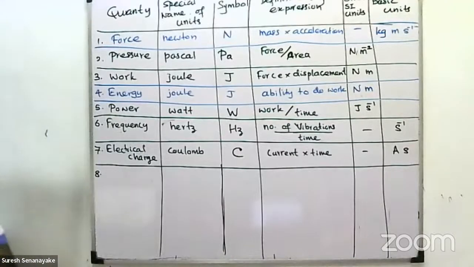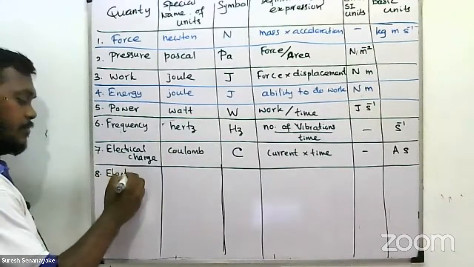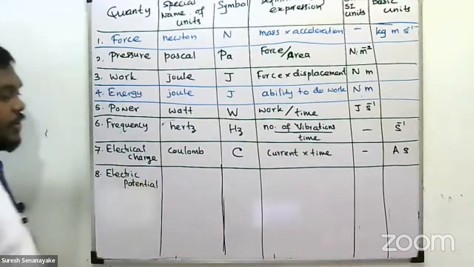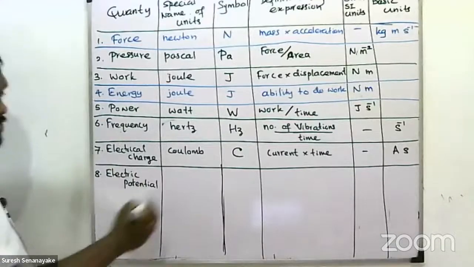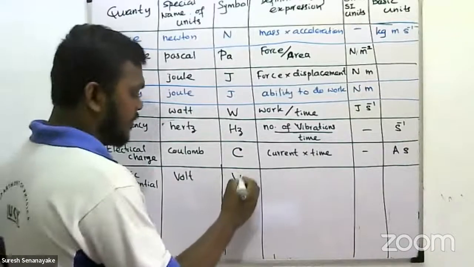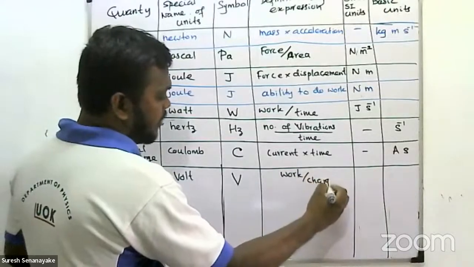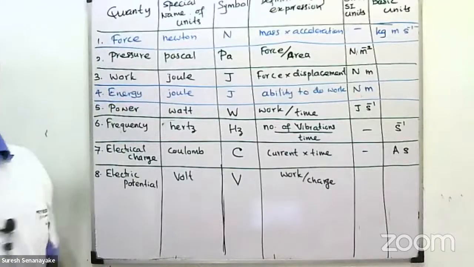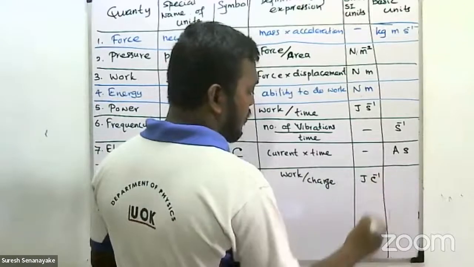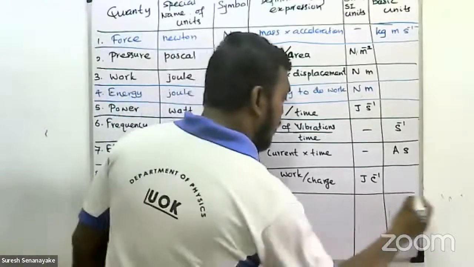The 8th one, electric potential. It's measured in volts, capital V. Its definition is the work divided by the charge, so we call it work done per unit charge. And its other units are also there. The work is measured in joules, the charge is in coulomb, so joules per coulomb. Base units you can write.